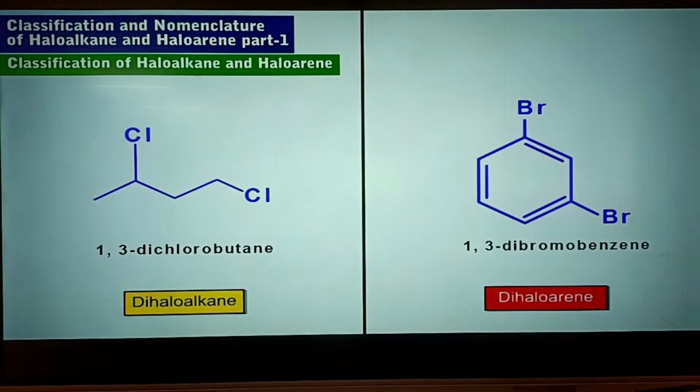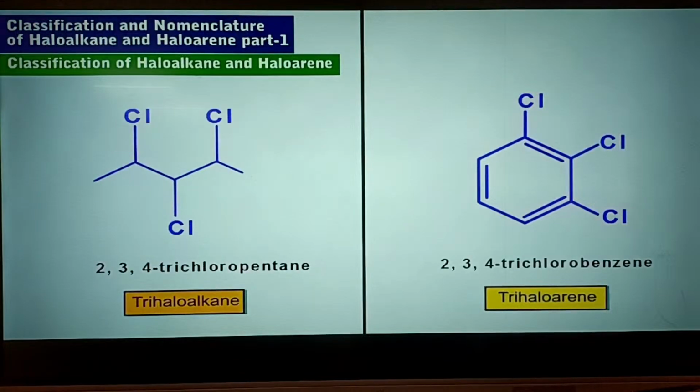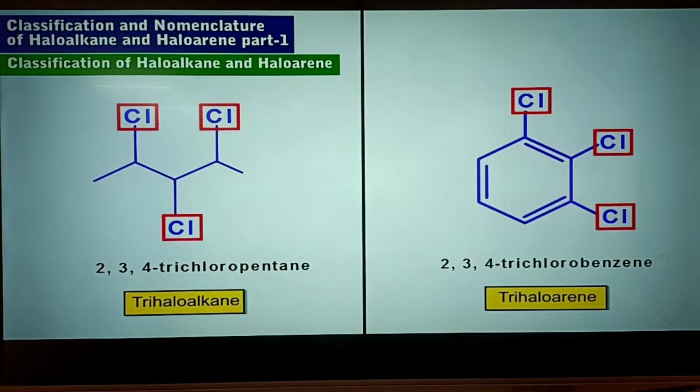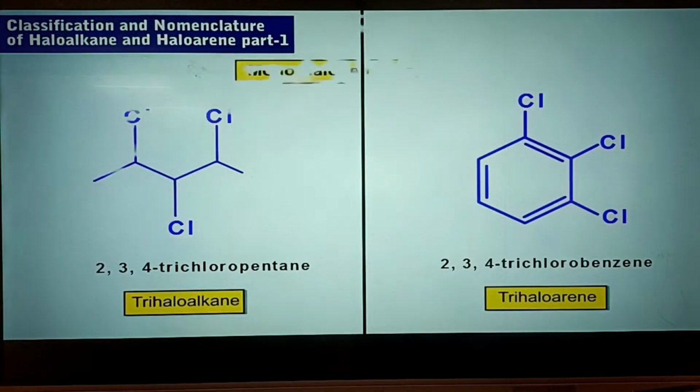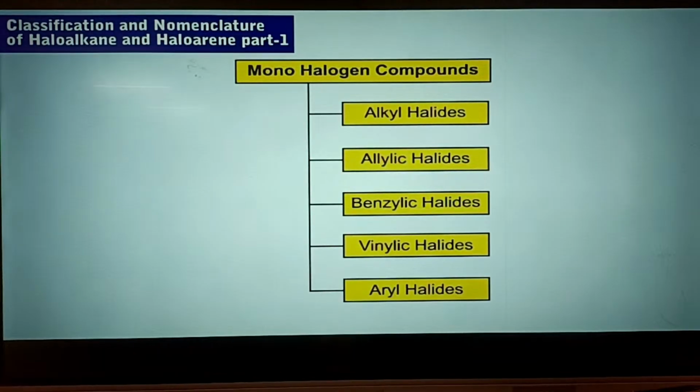Dihaloalkanes and dihaloarenes have 2 halogen atoms in their formulae. Trihaloalkanes and trihaloarenes with 3 halogen atoms are also known to exist. Based on the hybridization of the carbon atom to which the halogen atom is bonded, monohalo compounds are classified as alkyl halides, allylic halides, benzylic halides, vinylic halides, and aryl halides.